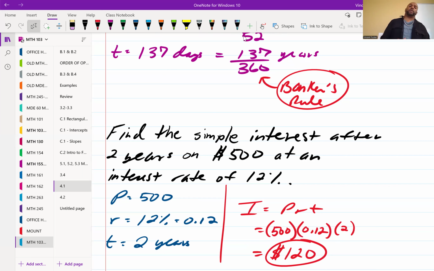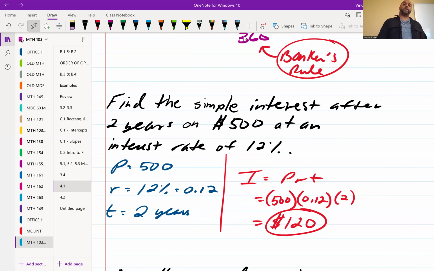Whenever it comes to these word problems, what I like to do is to go ahead and list out the pieces of information and make sure you line them up with the proper variables. $500 is our P, that's how much we start off with. That's going to be our principal. R, our rate, is 12%. Make sure you convert it to a decimal before you do your calculation. So that turns into 0.12. And then our time is 2 years.